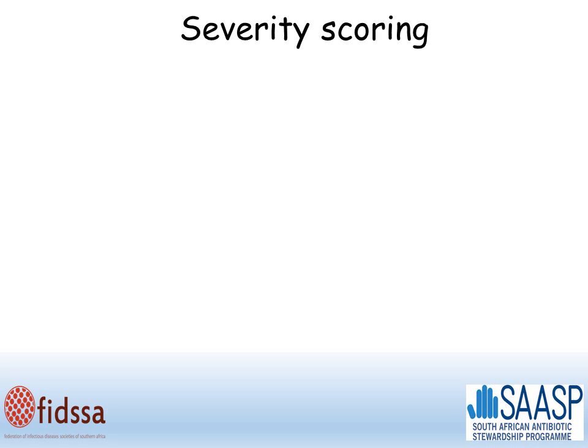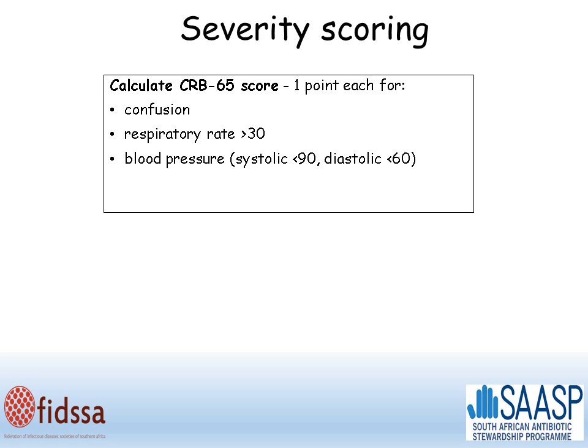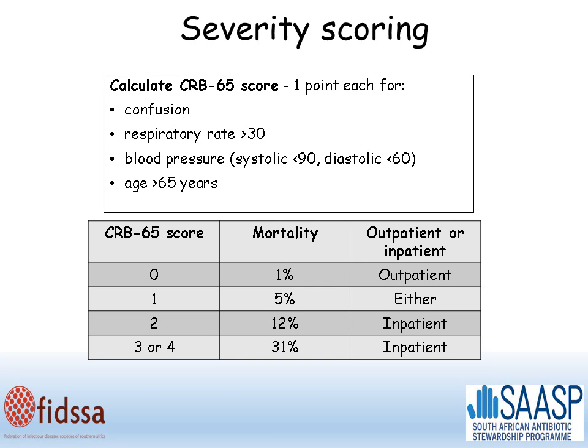Once the diagnosis has been made, it's important to score the severity. There are a number of severity scores, and one of the easiest to use is the CRB-65 score, which is a slight variant on the CURB-65 score, but does not have urea and therefore does not require any blood tests. Patients score 1 point for each of confusion, respiratory rate greater than 30, blood pressure less than 90 systolic or 60 diastolic, and age greater than 65.